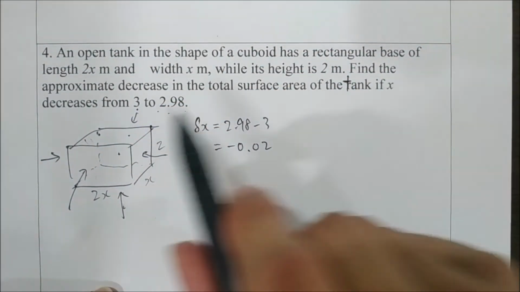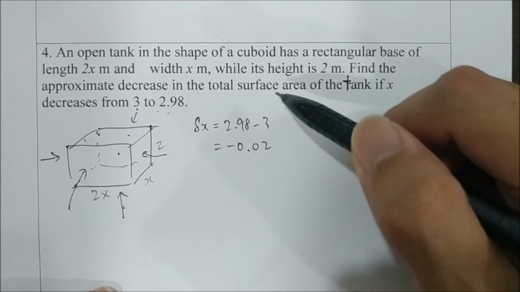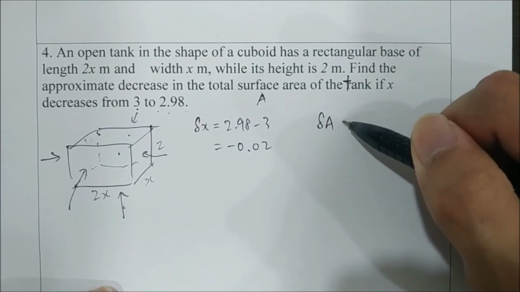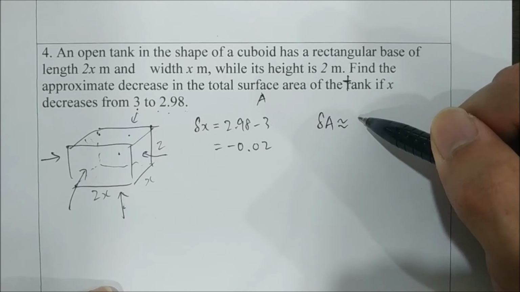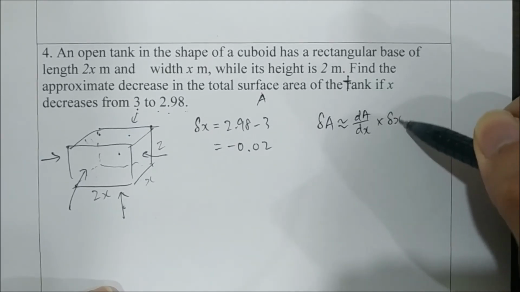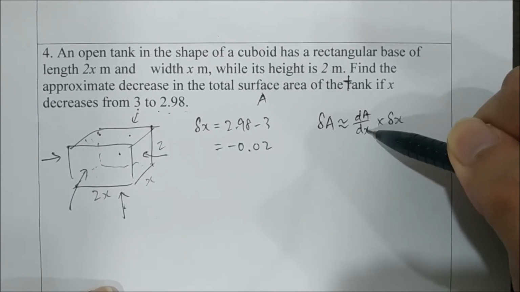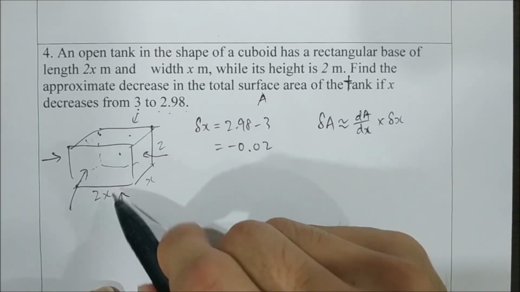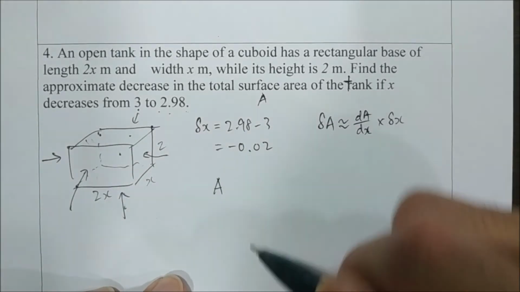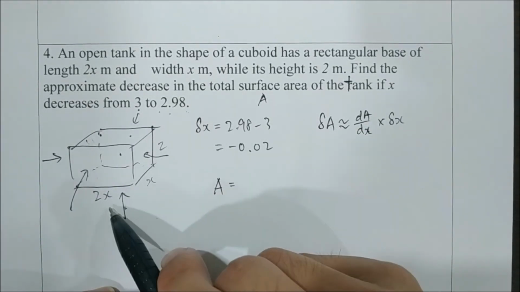The question says find the approximate decrease in the total surface area. So if we let the surface area be A, we are looking for delta A, which is approximately equal to dA over dx times delta x. So we need to find the relation between A and x first. That's why we need to know how many surfaces there are. So the total surface area A is equal to, okay, we have the base.